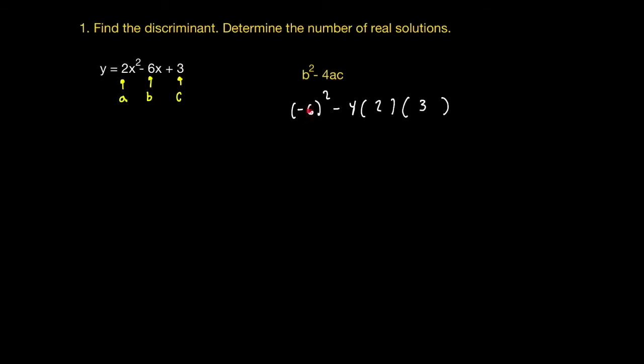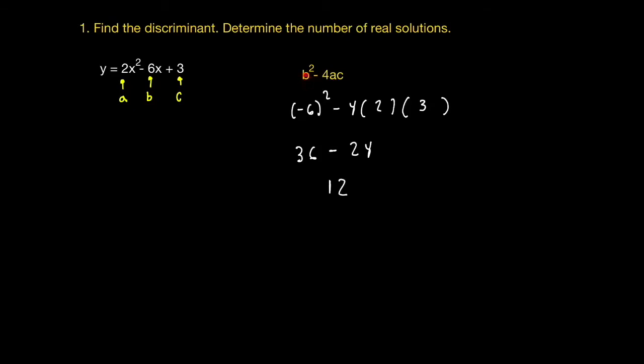Let's begin to evaluate. Negative 6 squared, that's going to give me 36. And then we're going to subtract 4 times 2, which is 8. And then if we multiply 3, that's going to give me 24. And 36 minus 24 is 12.